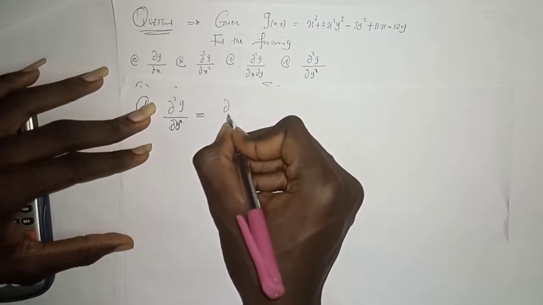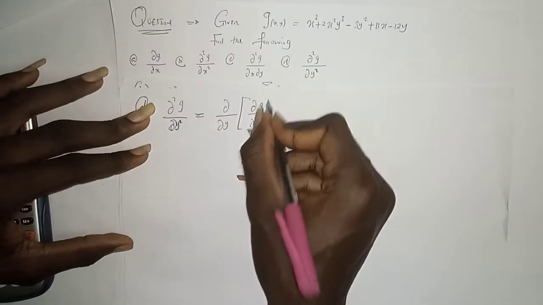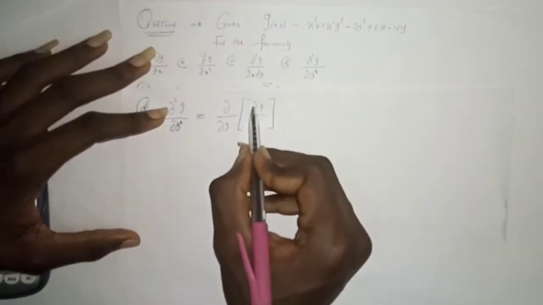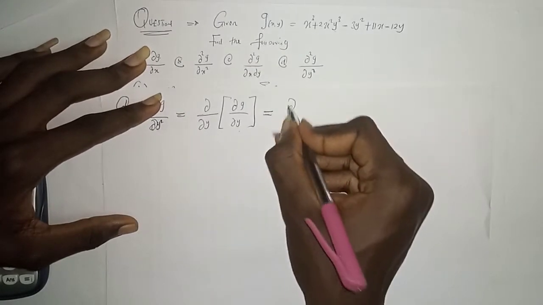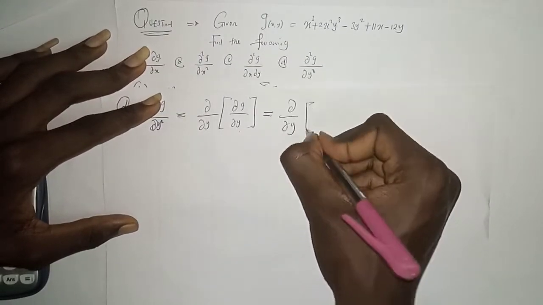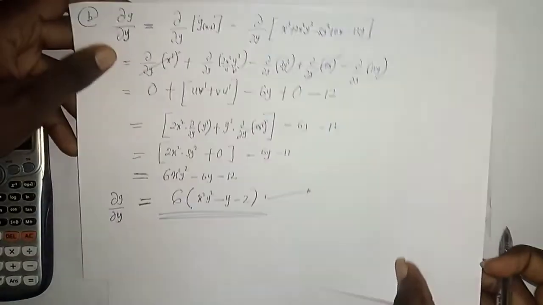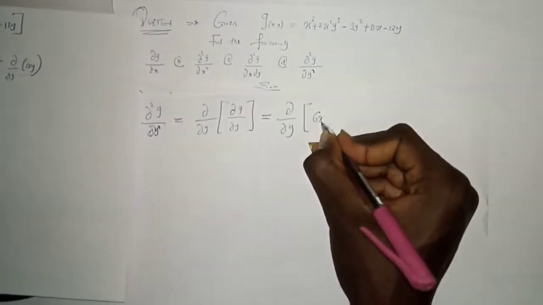That will be del over del y of del g over del y. Pick one of this and pick one of this, see it outside, then you'll be left with just del over del y. So this simply implies del over del y of, we already have this result, del g over del y. The result is there: 6x squared y squared minus 6y minus 12.